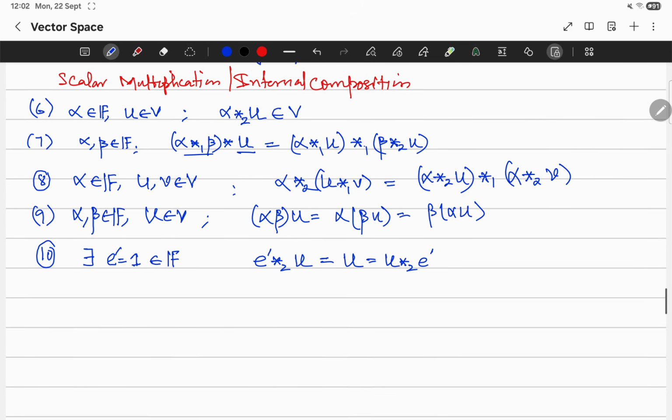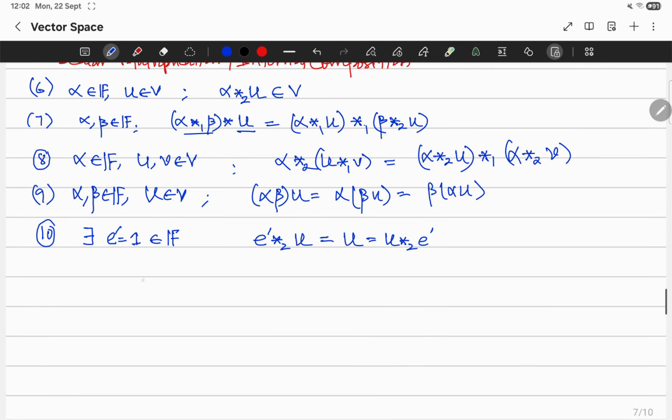If all these 10 properties hold, then we say V over F with respect to the first operation and second, two operations, is a vector space.